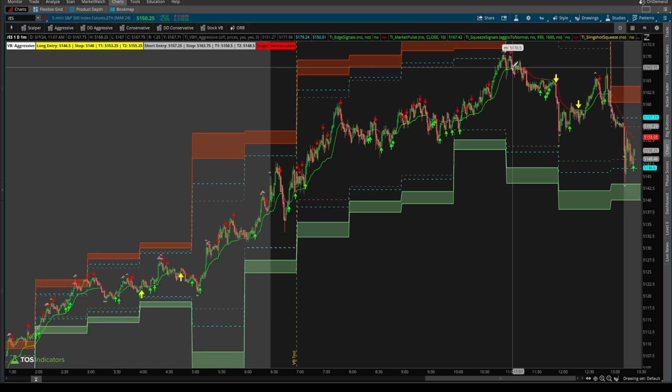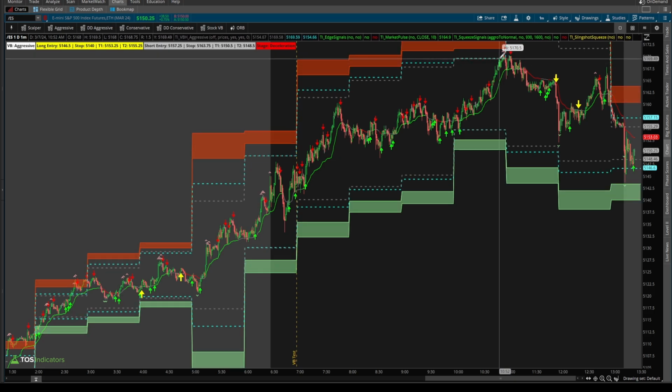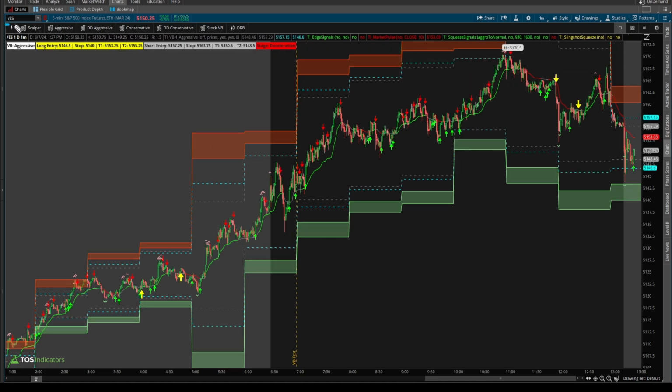The daily models were a little bit nicer of an entry today because that's something that happens less frequently, but still gives you an idea of how across asset classes, the S&P is starting to give you some nice short side setups.